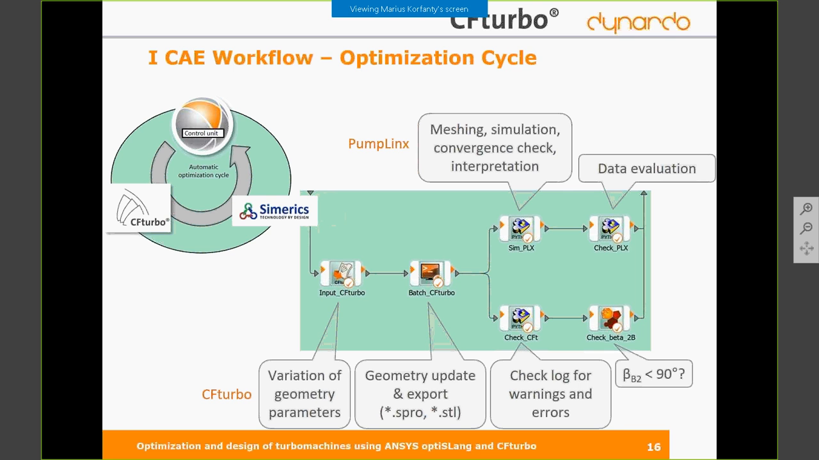The optimization cycle is driven by optiSLang, which controls CFturbo and pumpLinx. In detail, optiSLang performs a variation of the geometry parameters. CFturbo makes a geometry update and a geometry export. Meshing and CFD simulation are carried out using our CFD solver pumpLinx. Finally, the results are evaluated and returned to optiSLang.